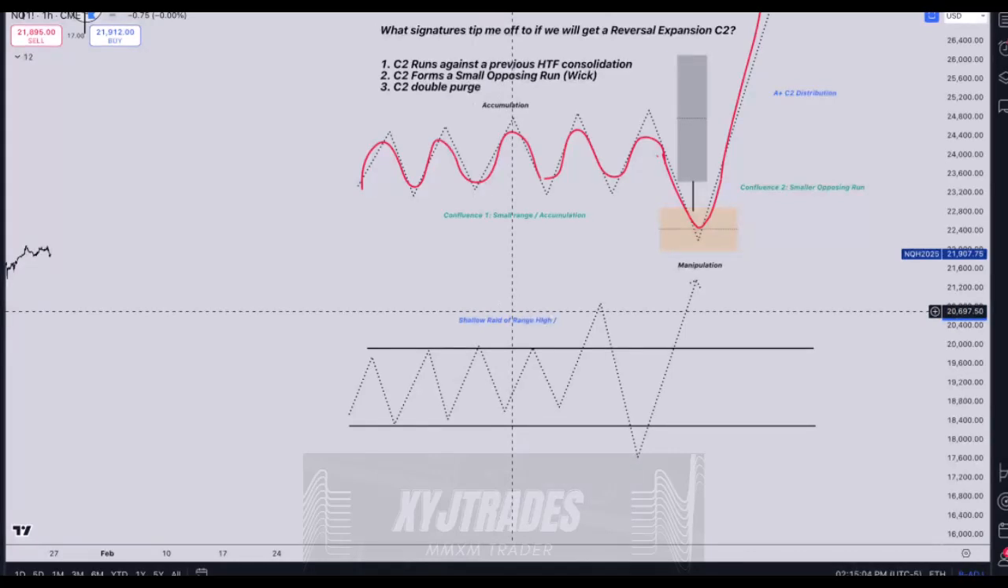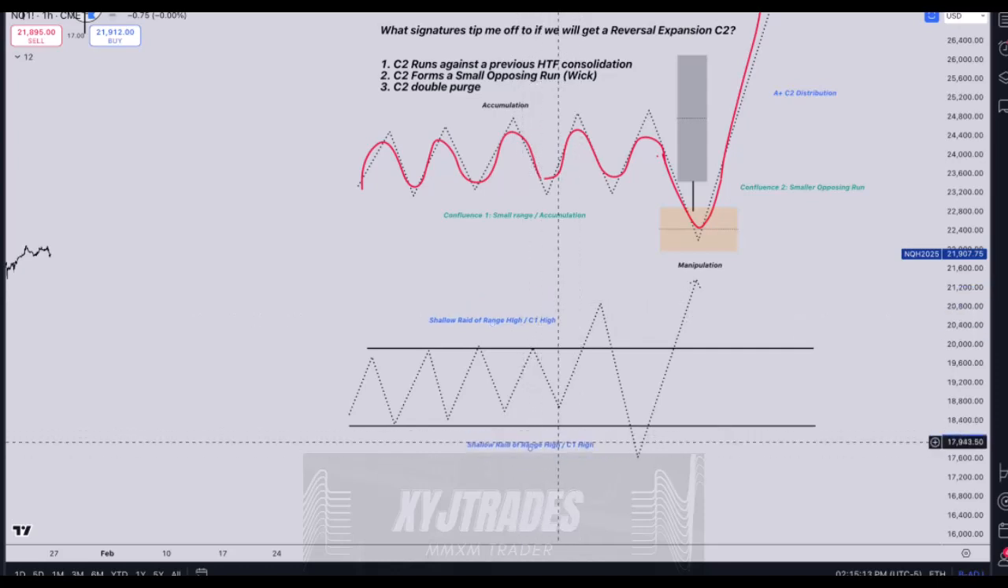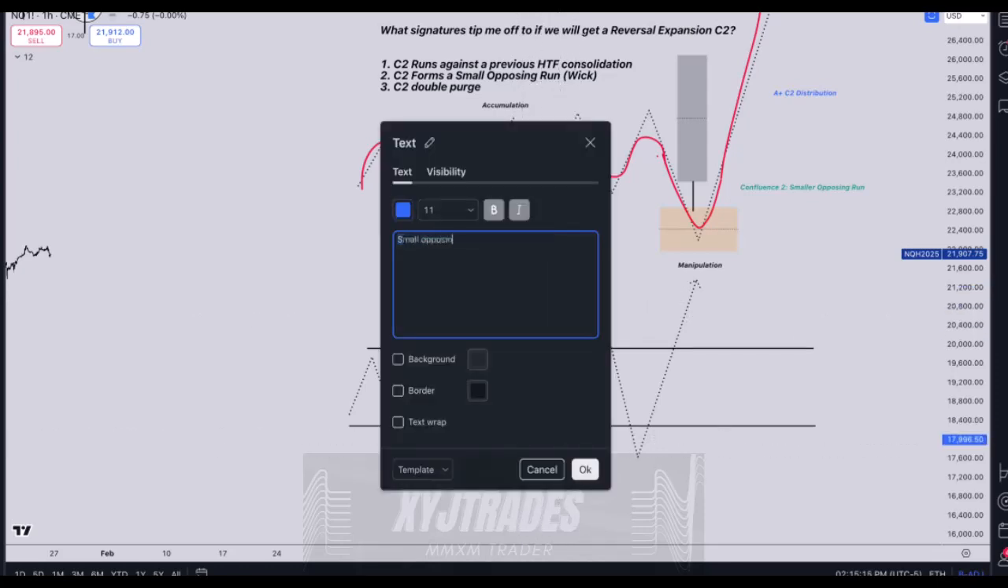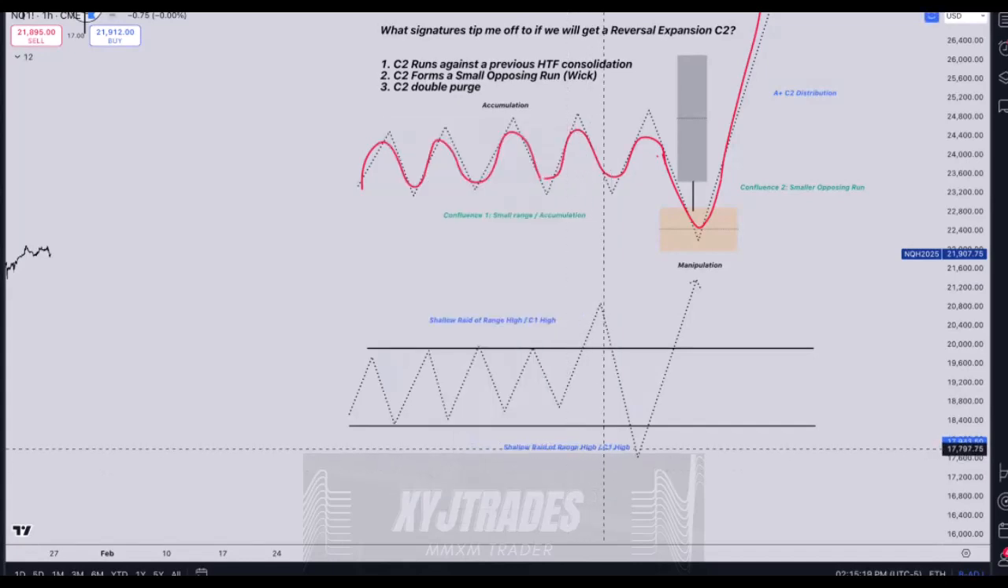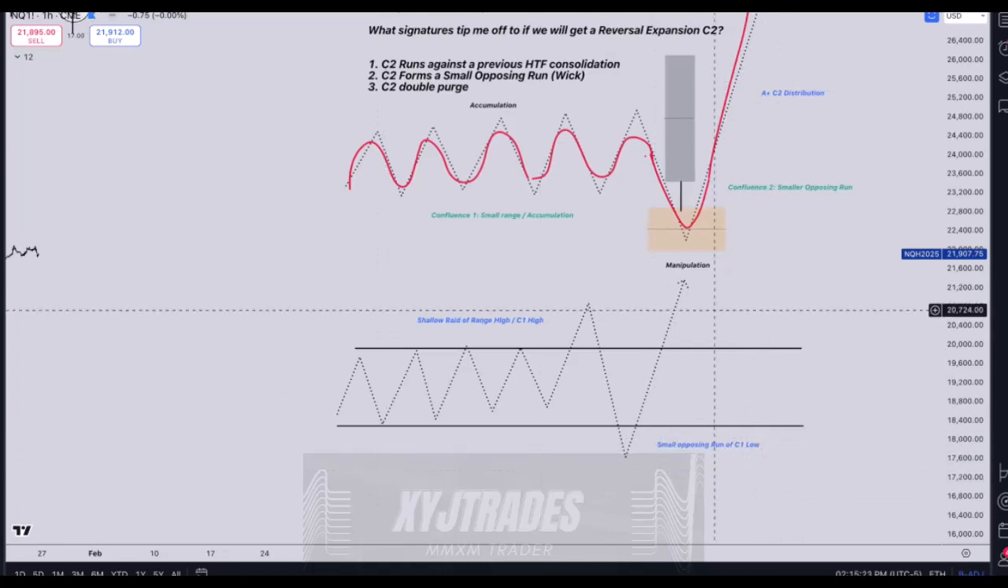What's range high? Use candlesticks here. Which range am I looking at? C1 high, right? Small opposing run of C1 low. There we go. Do you see how that can also lead to an explosive move? That's where we're also going to look for candle 2 to reverse and expand.